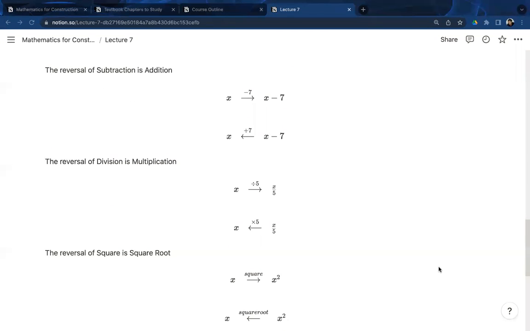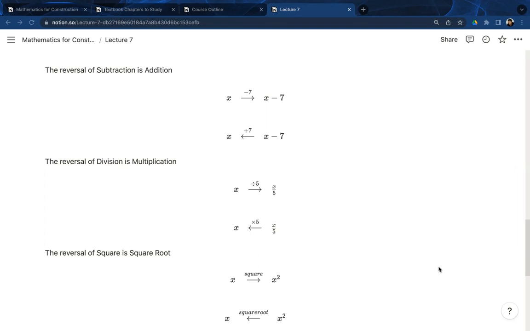I have things like addition. Addition is the reversal of subtraction. If I have x and I take away 7, then I'll get x minus 7. But if I have x minus 7, how do I get back x? You just do the reversal, which is add 7. So the reversal of addition is subtraction, and the reversal of subtraction is addition, right?